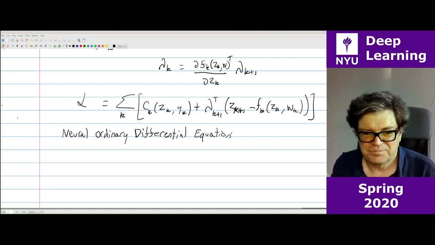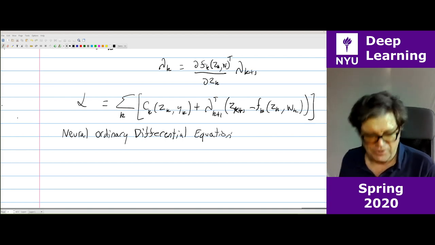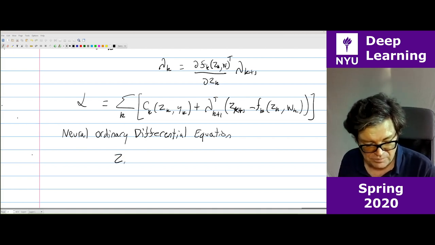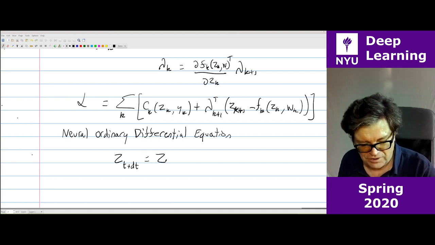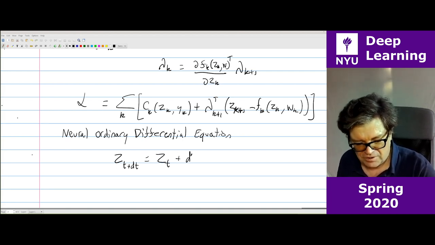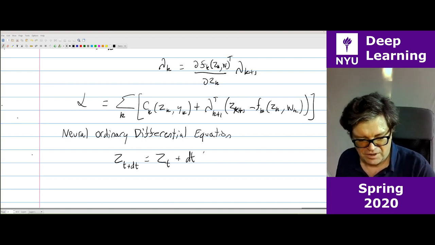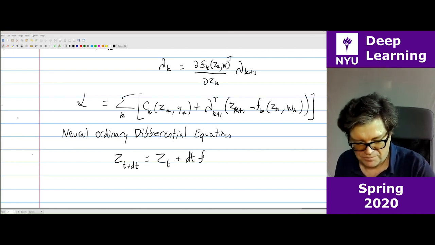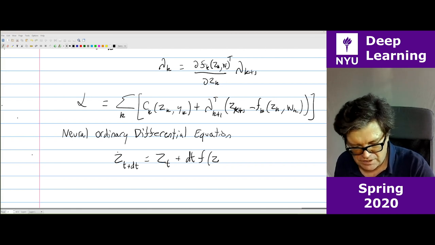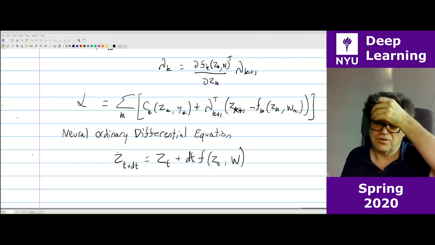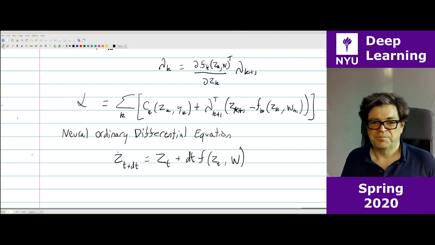So neural ODE. This is a type of neural net, which is basically a recurrent neural net where you say, my state at time t plus delta t is equal to my state at time t plus delta t times some function, which is a constant function of zt and a bunch of parameters, which are fixed, okay? They don't vary with time.